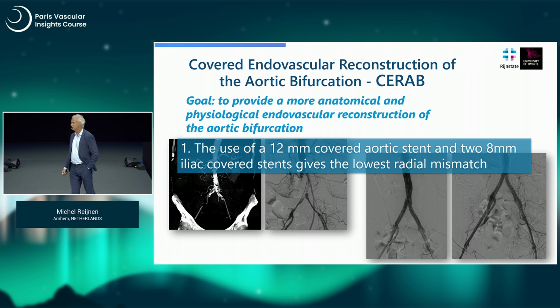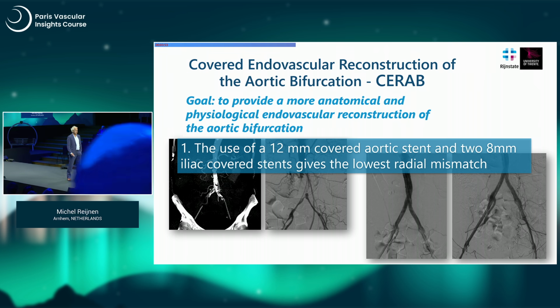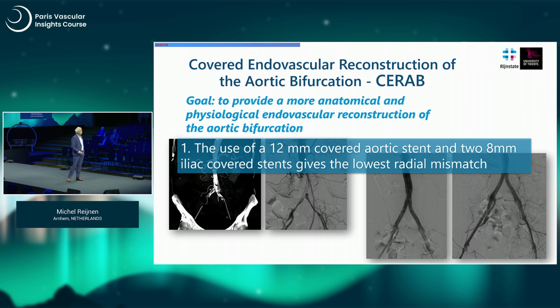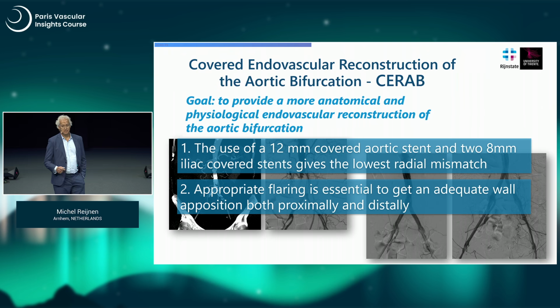There are a few aspects that are very important. The best geometry you get when you use a 12 millimeter aortic cuff with 2 8 millimeter limbs in the iliac arteries. That gives you the lowest radial mismatch and the lowest disturbances of the flow. Then obviously appropriate flaring is essential to get a good apposition both proximally and distally. And these balloon expandable covered stents you can flare all the way to 16 or even 18 millimeters.